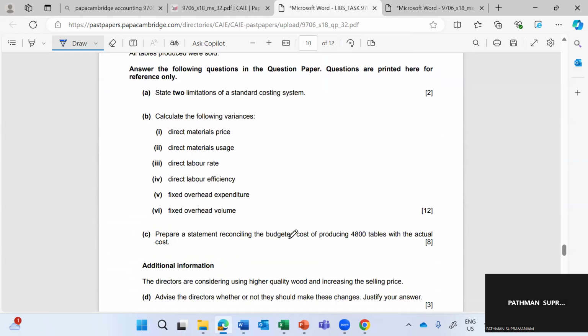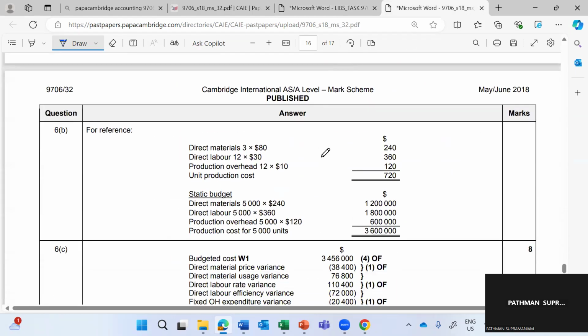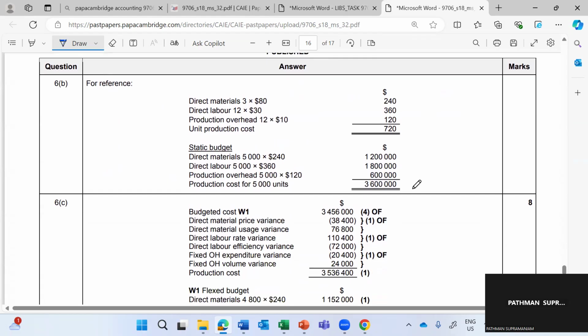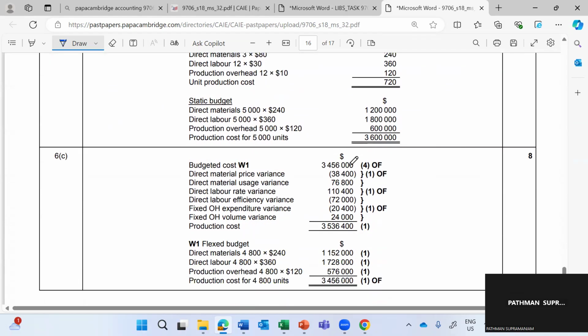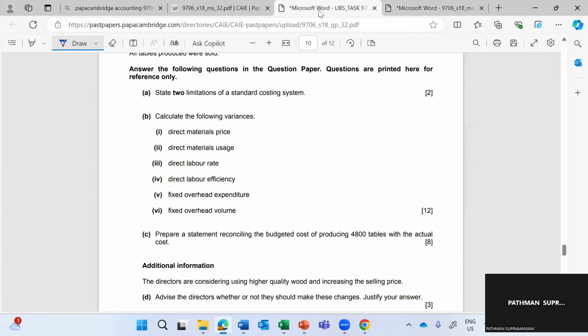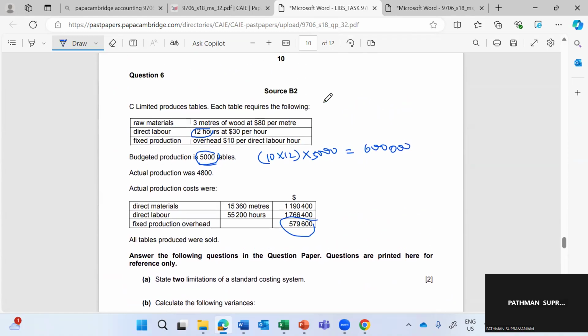Okay, next, prepare a statement reconciling the budgeted cost of producing 4,800 tables with the actual cost. So this is where you're not new to reconciliation. We are asked to reconcile the budgeted cost with the actual cost. So therefore, we start with the budgeted cost, 3,456,000. So how do we get this? Okay, we need to total up our cost based on producing 5,000 units.